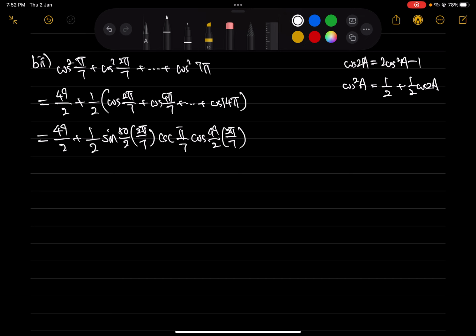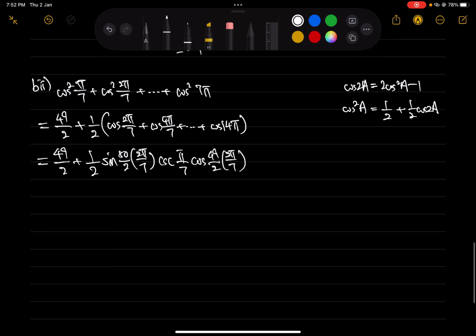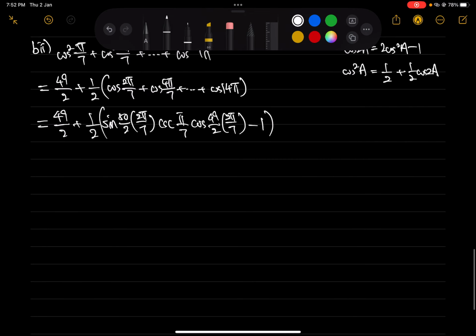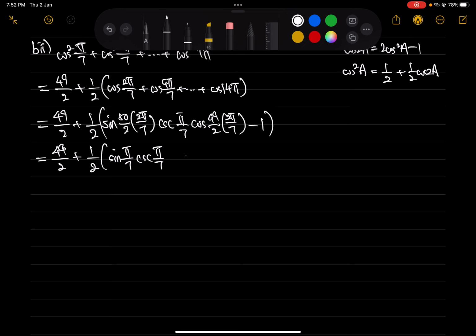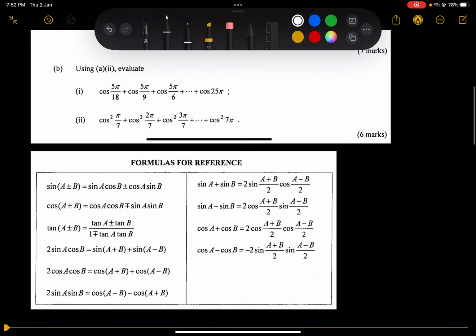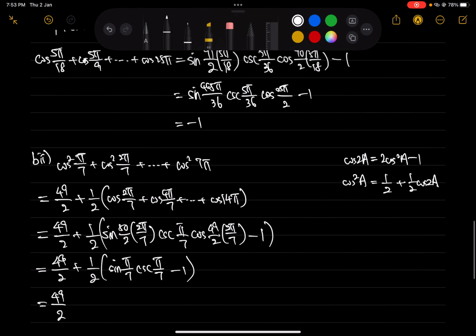And then sine 50π/7 is just sine 7π plus π/7, which is sine π plus π/7, which is negative sine π/7. And obviously, do not forget, we need a -1 here. So now we have 49/2 plus 1/2 of sine π/7 cosecant π/7 -1, which means we have 49/2. And that's it for this question. And this question is not scary, as y'all can see. And hopefully that helps.